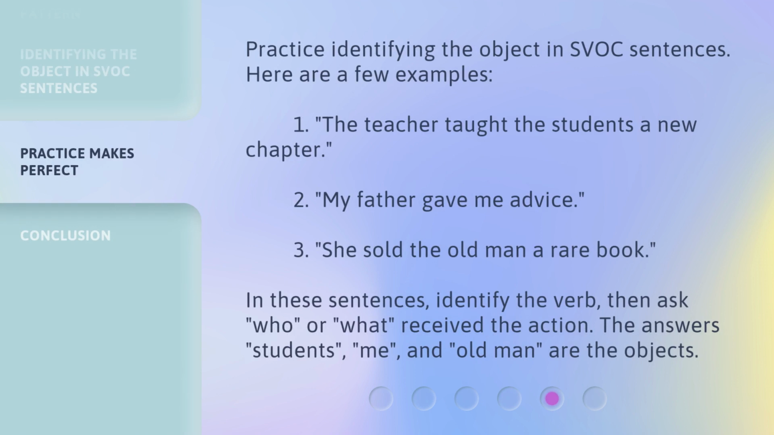Practice identifying the object in SVOC sentences. Here are a few examples. 1. The teacher taught the students a new chapter. 2. My father gave me advice. 3. She sold the old man a rare book. In these sentences, identify the verb, then ask, who, or what, received the action. The answers, students, me, and old man, are the objects.